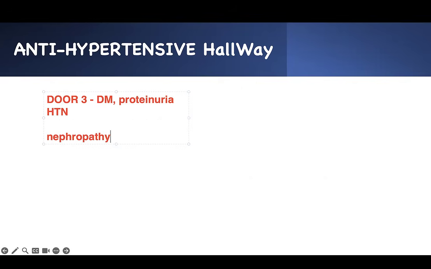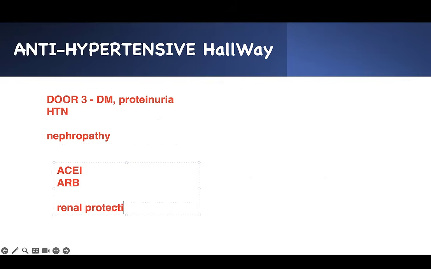When you hear this, what should come to your mind? There's certain medications that are very, very good. Your best choice is what? ACE inhibitor. If you see your question, this is your answer. If you don't have ACE, ARB, because what? They are what? Renal protective.